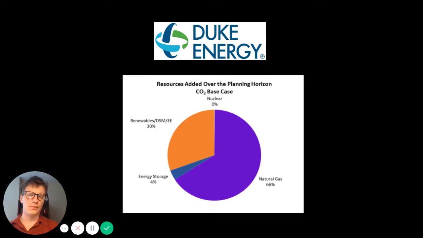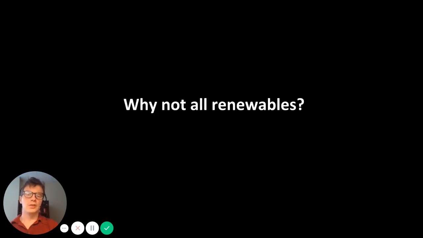This figure is from Duke Energy's integrated resource plan. So it's a plan of what they anticipate adding over the next 15 years. And you can see that it's a mixture of natural gas and renewables, with most of the capacity planned being dominated by natural gas. So that raises an interesting question, which is why not all renewables?